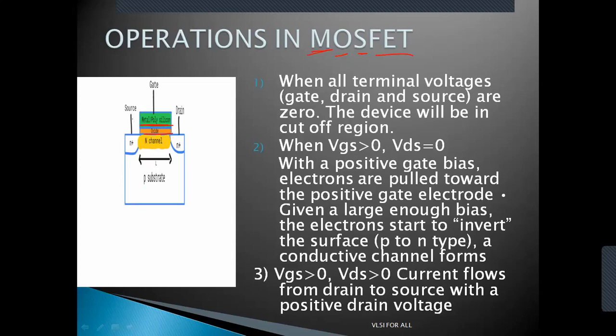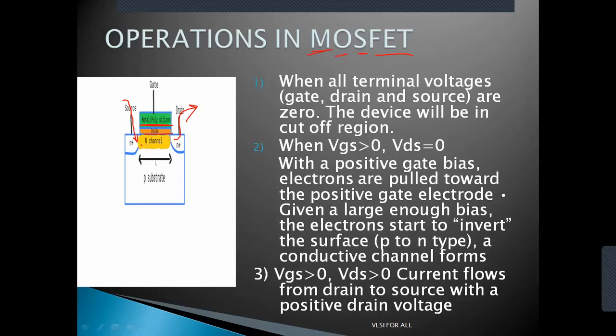MOSFET has three terminals: source, gate, and drain. Source is used for entering the majority charge carrier into the device, and drain is used for leaving the majority charge carrier from the device. Here majority charge carriers are electrons because we have taken an n-channel MOSFET. And gate is used for controlling the flow of the majority charge carrier in the device.